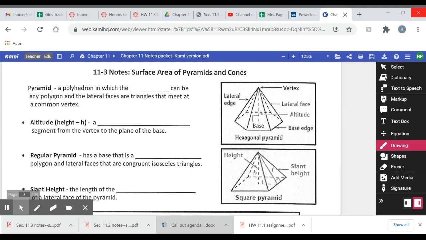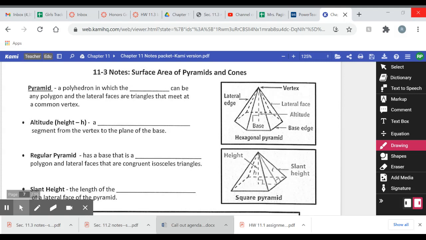So what we're doing today is very similar to the section 11.2 notes in terms of finding surface area, but it's just of new figures, this time pyramids and cones instead of prisms and cylinders. But you're going to see a lot of similarities. The formulas are different, but the letters within the formulas mean the same thing as what we talked about in section 11.2. So I think this section will go a little more quickly because of how similar it is to section 11.2. So here we go.